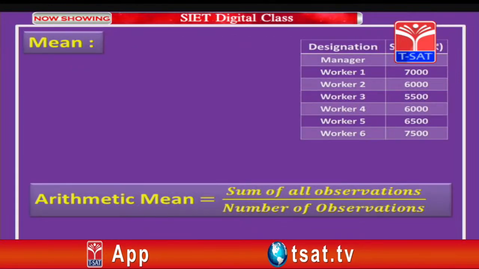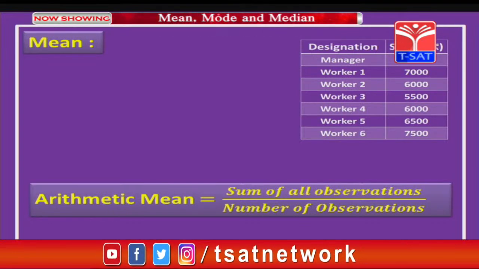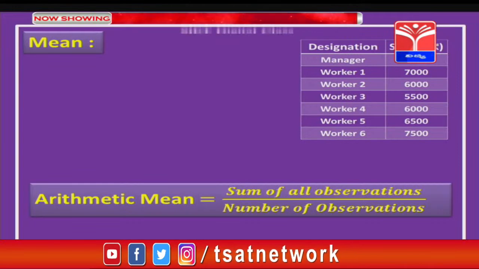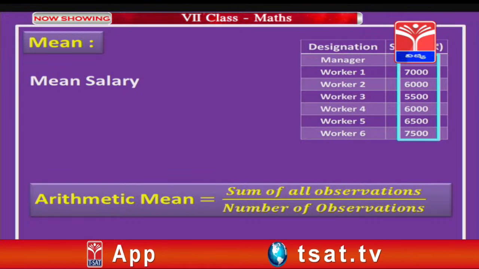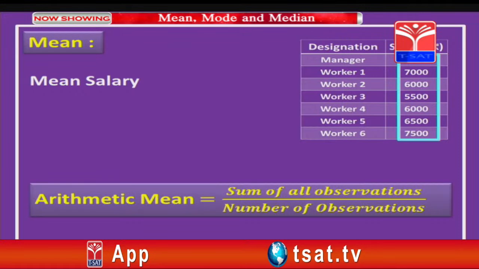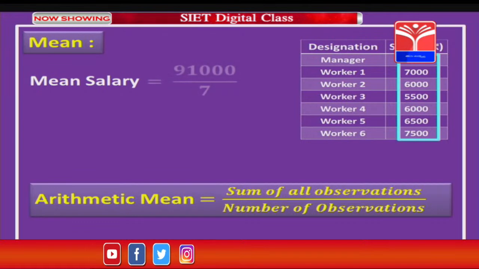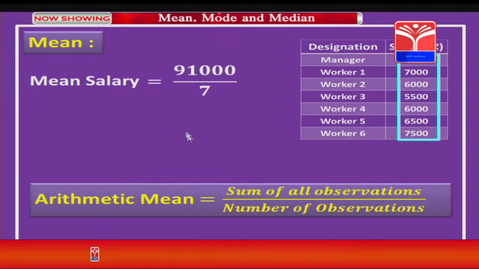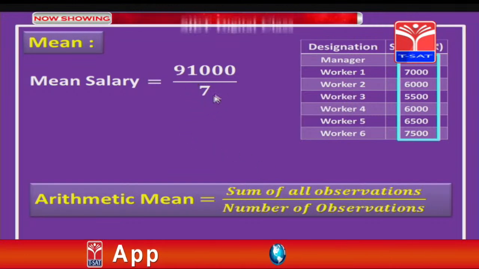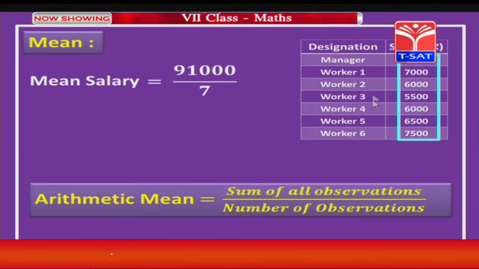So, children, we have already seen the formula to find arithmetic mean, that is sum of all the observations divided by the number of observations. So, here what are the observations, children? Yes, you can see those observations, right? All those salaries are nothing but the observations. So, we need to find the sum of all these observations, that means we will add all these salaries. On adding, you get 91,000. So, we are going to write it as 91,000 divided by 7. But why 7, children, here? Because the number of observations, if you see 1, 2, 3, 4, 5, 6 and 7, there are 7 observations. So, we divide it by 7.